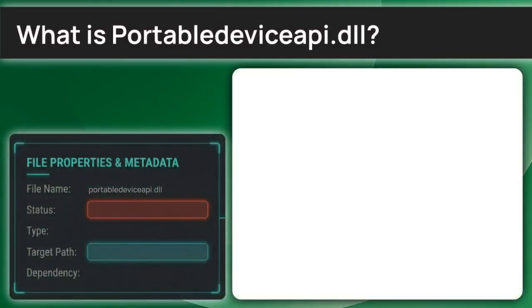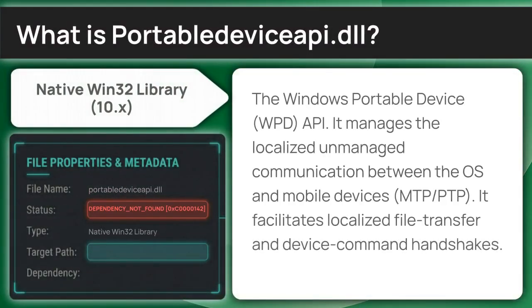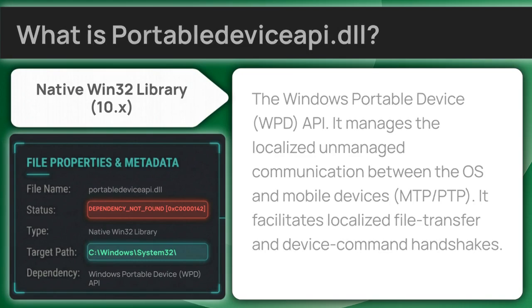This is the Portable Device API, the Windows Portable Device WPD API. It manages the localized unmanaged communication between the OS and mobile devices, MTP and PTP. It facilitates localized file transfer and device command handshakes. Enough of the technical side. Let's get these files back onto your system.